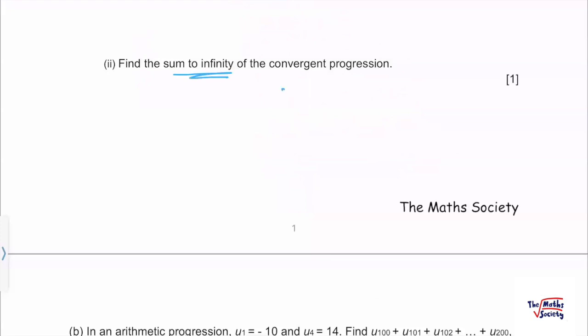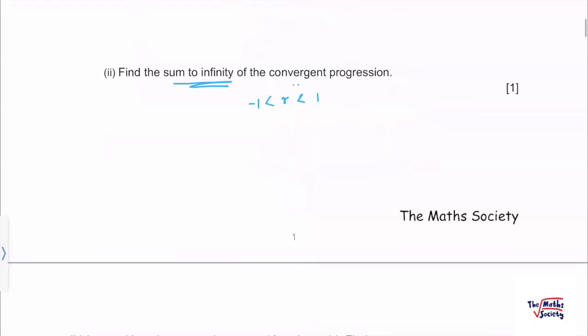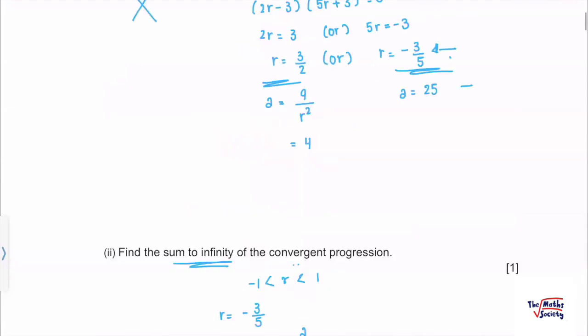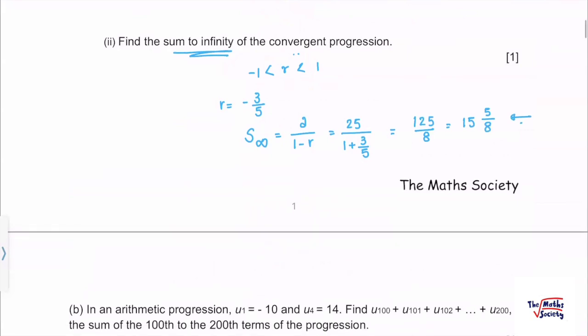So for the sum to infinity, we know that r has to be in the range between 1 and minus 1. So we have r equal to 3 by 2 and r equal to minus 3 by 5. But because we have a range, we know that we have to use r equal to minus 3 by 5. And then we just put it through the formula, which is S infinity equals a by 1 minus r. That's going to be a was 25 here, over 1 minus r, but it's plus, so 1 plus 3 by 5. That's going to be 125 by 8, which is equal to 15 and 5 by 8. And this is your sum to infinity.